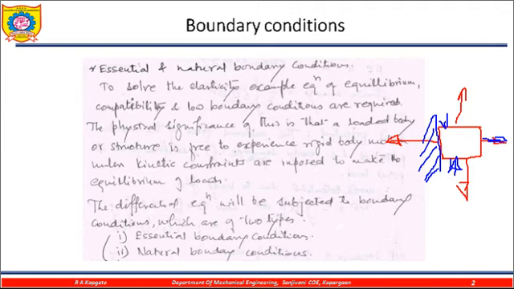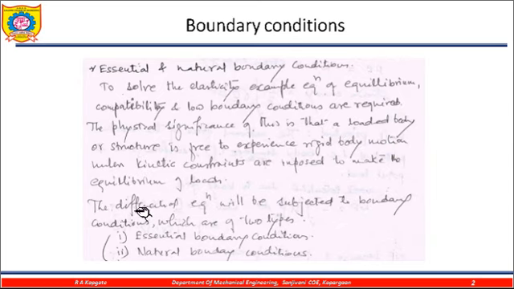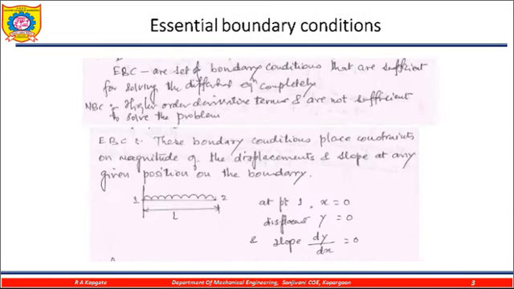Now we know very well that generally elastic problems are solved by using differential equations. Whenever we are solving differential equations, the boundary conditions are classified into two categories. One is called the essential boundary condition and the other is called the natural boundary condition. Now what is meant by the essential boundary condition and by the natural boundary condition? Essential boundary conditions are the set of boundary conditions that are sufficient for solving the differential equations completely, and natural boundary conditions are the higher order derivative terms and are not sufficient to solve the problems.